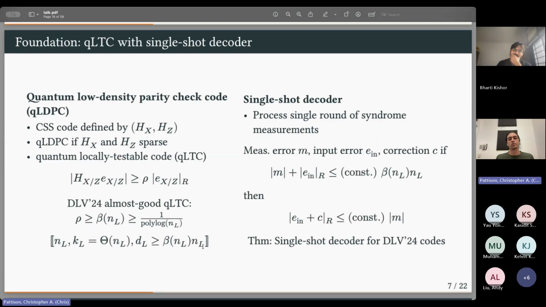And then we constructed what's known as a single shot decoder. What the single shot decoder does is that you process, so you measure the checks of the code.